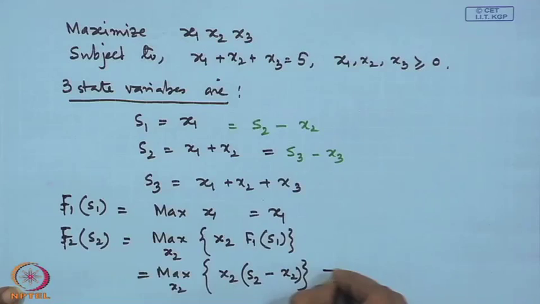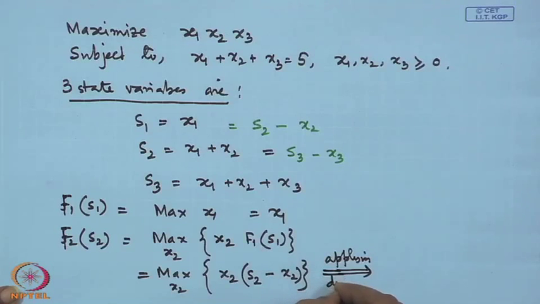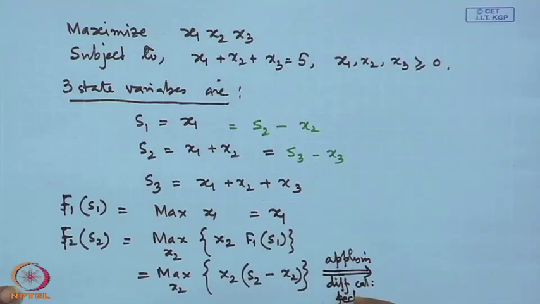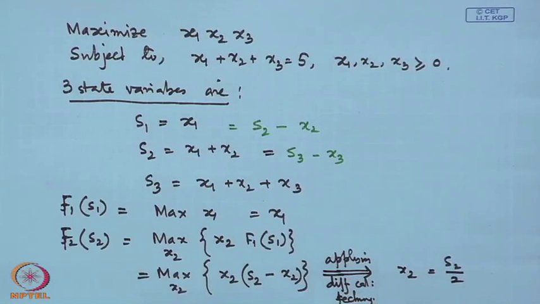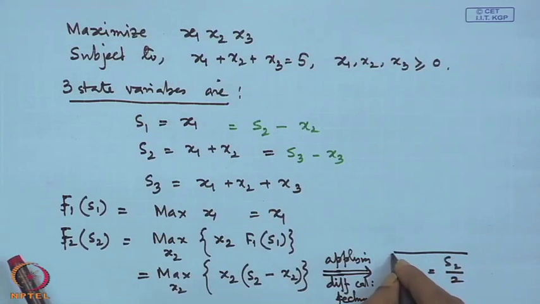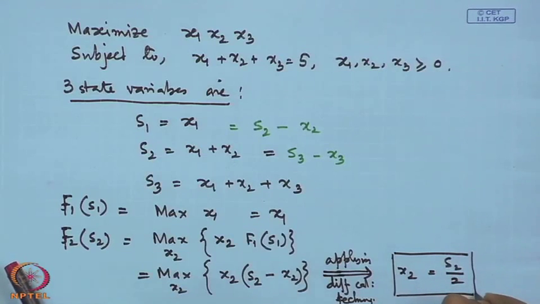That is why if we apply the differential calculus technique, we can do it. We will get x2 is equal to s2 by 2. That is very easy to say because first, the derivative with respect to x2 gives s2, second is 2x2, equal to 0. From here we are getting the x2 value as s2 by 2. That is the optimal in the second stage.